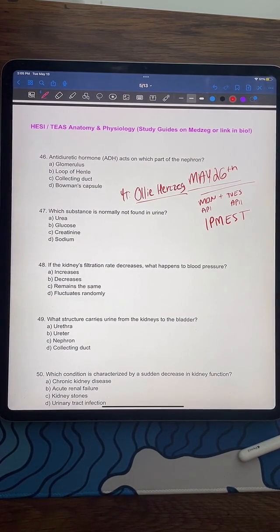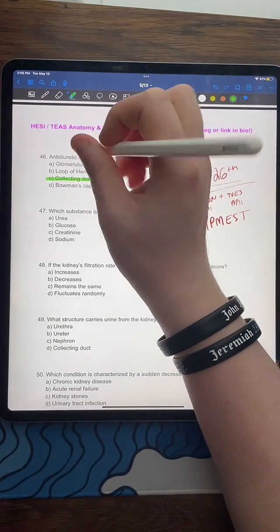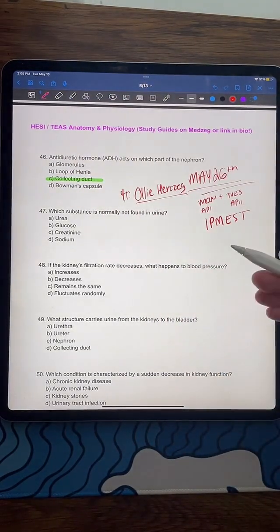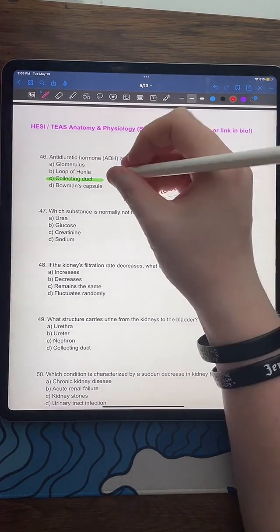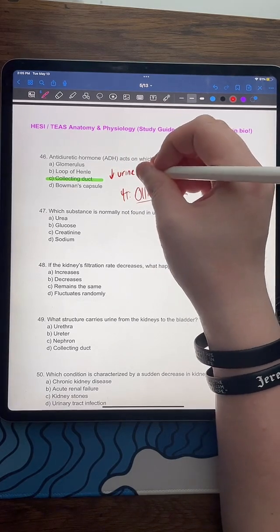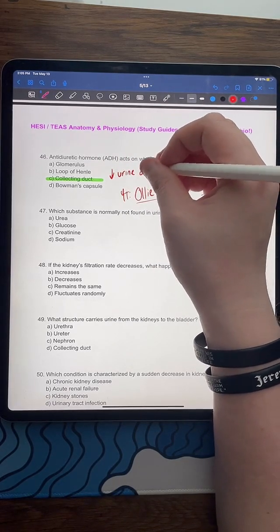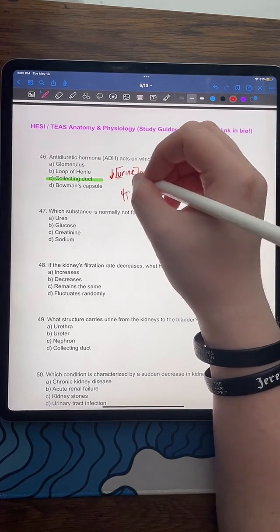46, antidiuretic hormone acts on which part of the nephron? The answer is C. It is the collecting duct. So ADH is going to increase water reabsorption in the collecting duct, reducing our urine output and concentrating our urine.